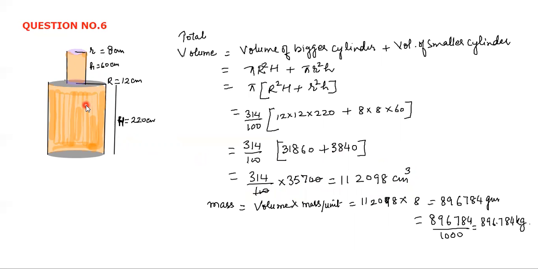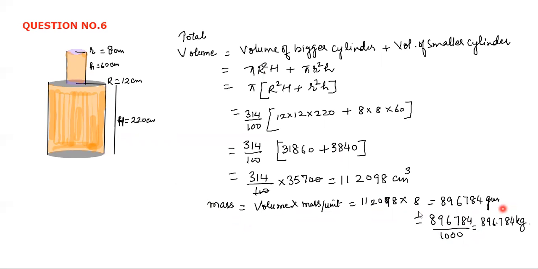Now he is saying that 1 cubic centimeter of the metal used to make this solid has a mass of 8 gram. So what is the mass of the total solid? That means the mass of the total solid is equal to volume multiplied by mass per unit. So volume is this and mass per unit is given equal to 8. So we will multiply it with 8 to get the answer.